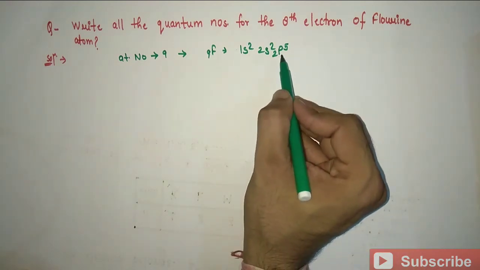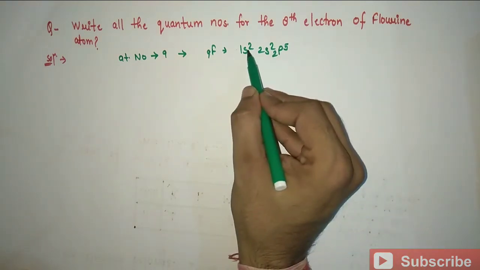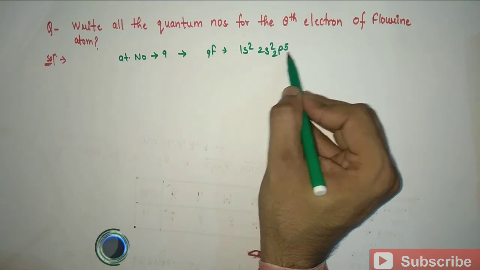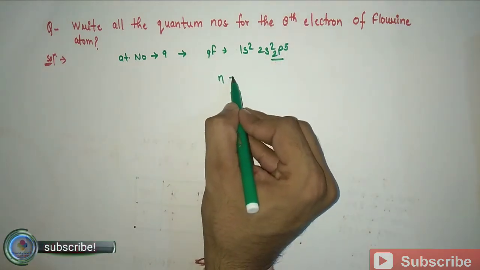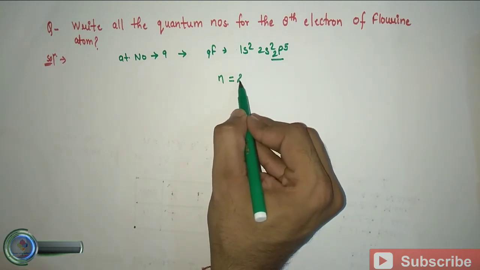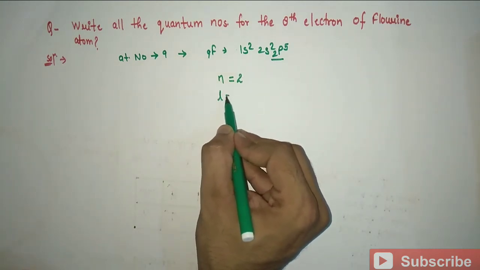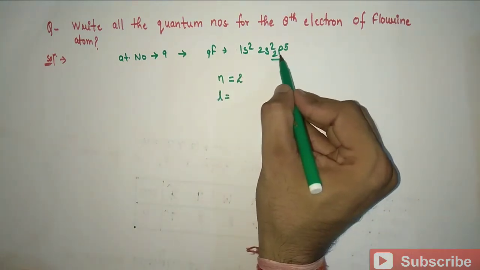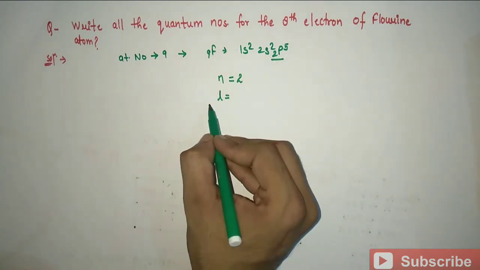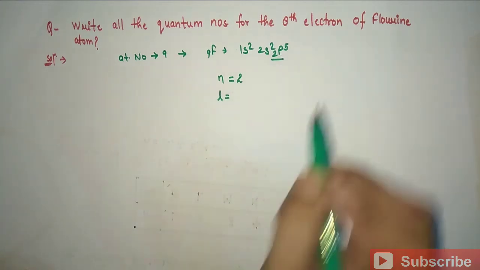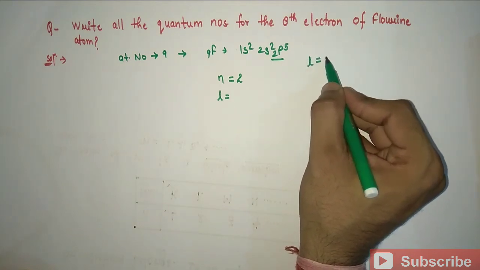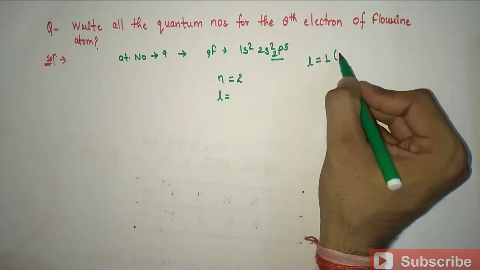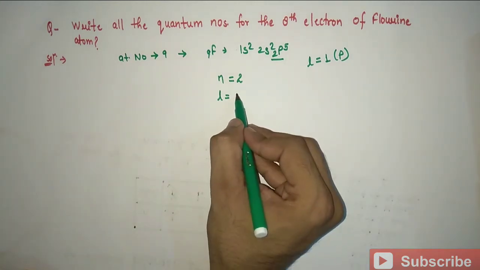The 8th electron is present in the 2p subshell. So n, the principal quantum number, is 2, and the azimuthal quantum number L represents the subshell. Here the subshell is p, so the value of L for p is 1.